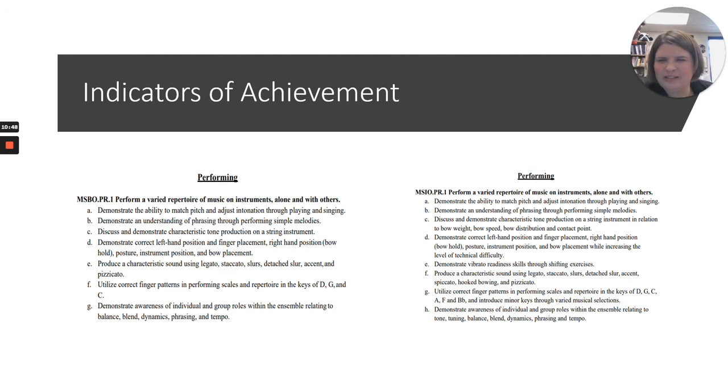Like if you look at D on the beginning orchestra, you can see demonstrating correct left hand, right hand, and finger placement. But then in C on the intermediate side, we talk about bow distribution, bow weight, speed, and placement. So we start getting into more detail, sound and tone development. Those indicators of achievement really help us differentiate between the different levels of orchestra, because if you actually look at the standards, they're the same no matter what level you're in.